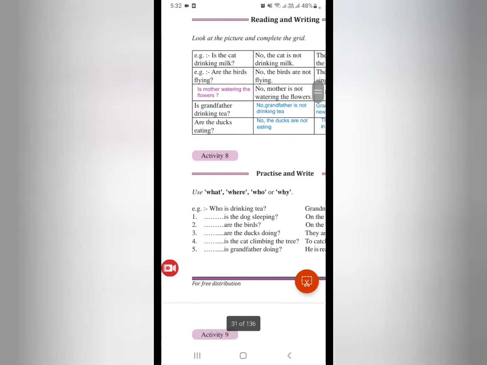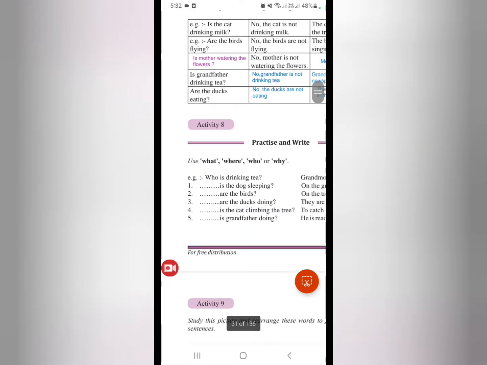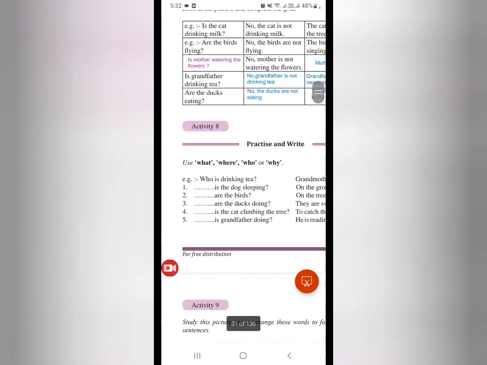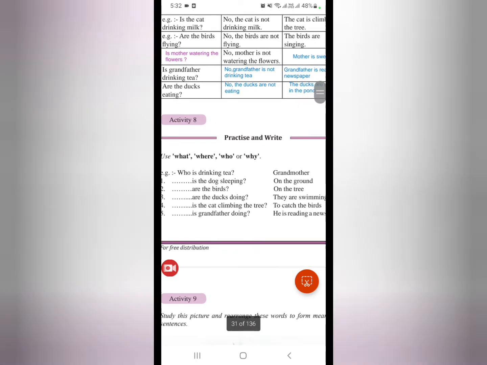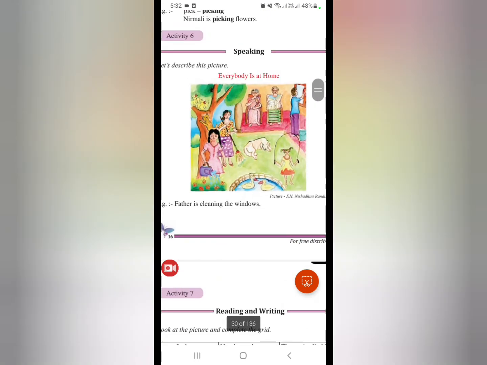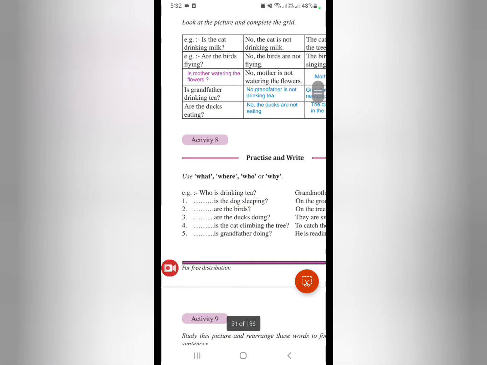Okay, now we'll go to the next activity 8. Practice and write. You know what is meant by practice and write. Practice means doing it again and again. Then it will be good to do again. Now we will read it. Use what, where, who or why. Now they had given an example. Who is drinking tea? Grandmother. What is she doing? She is drinking tea. Then who is drinking tea?